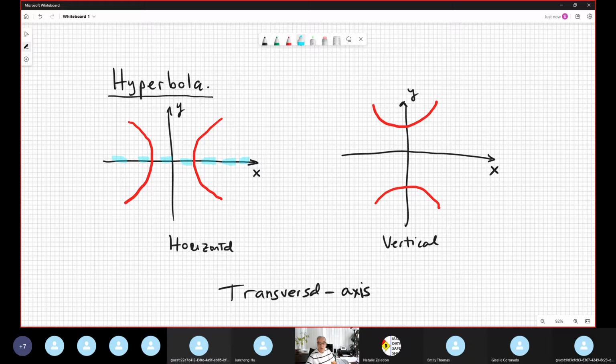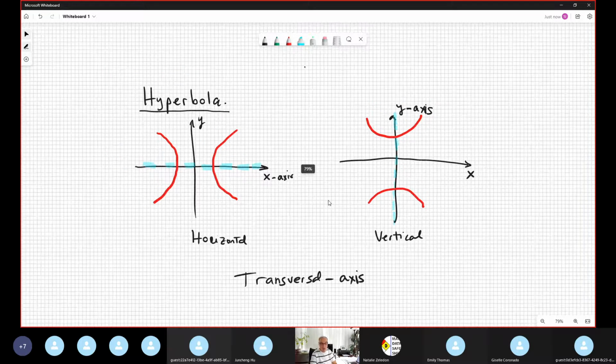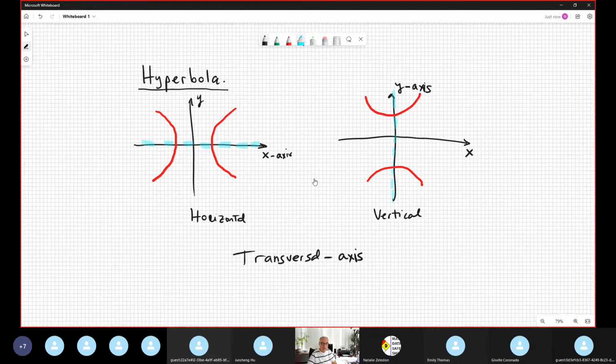And in this case, the transversal axis is like that. When the transversal axis is parallel or coincident, in this case coincident, with the x-axis, it is horizontal. When the transversal axis is parallel or coincident with the y-axis, it is vertical. And how do you know that? Well, according to the formula, look. The formula is a little bit weird. Let me explain.